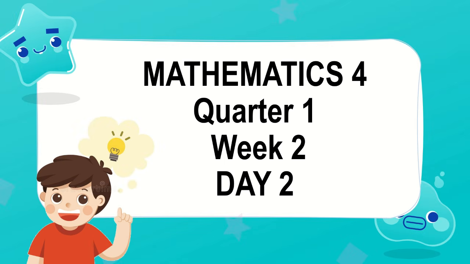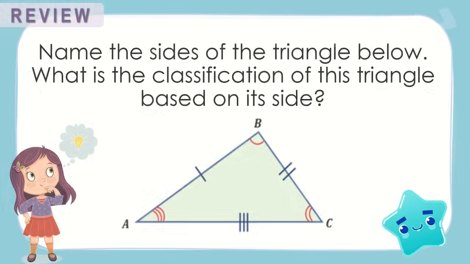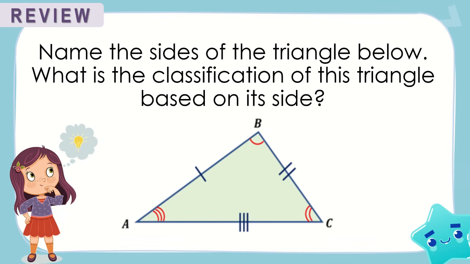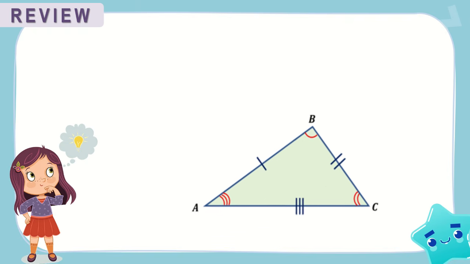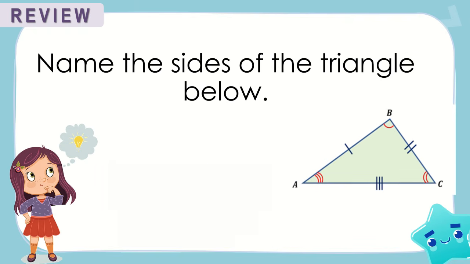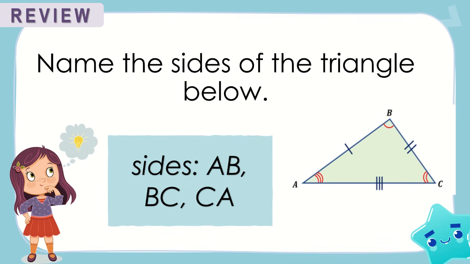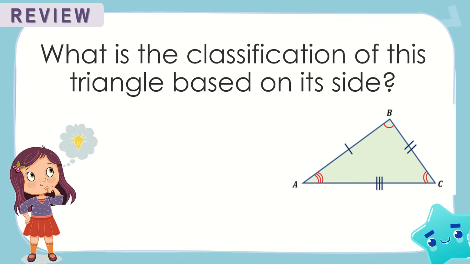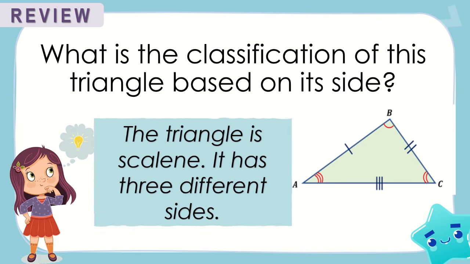For day 2, name the sides of the triangle below. What is the classification of this triangle based on its side? You're right. The sides are AB, BC, and CA. What is the classification of this triangle based on its side? The triangle is scalene. It has 3 different sides.